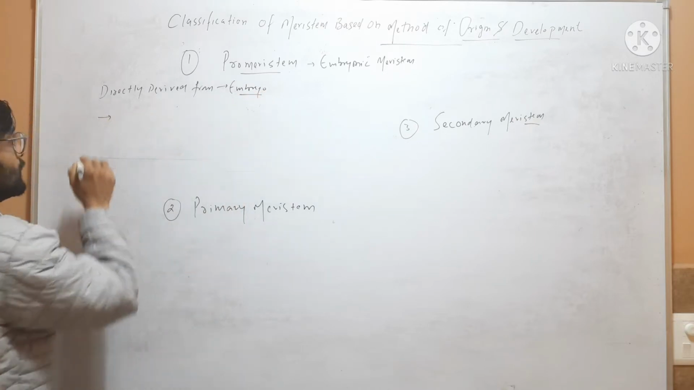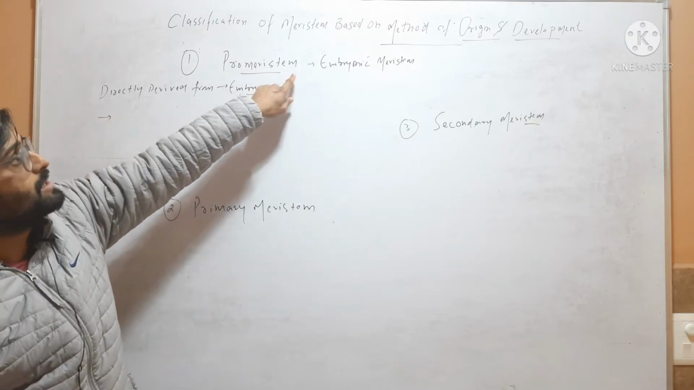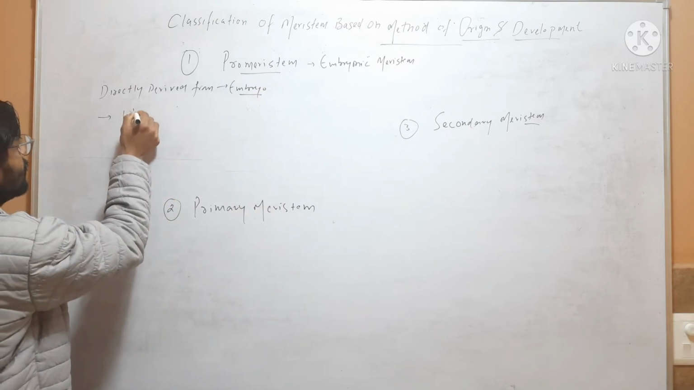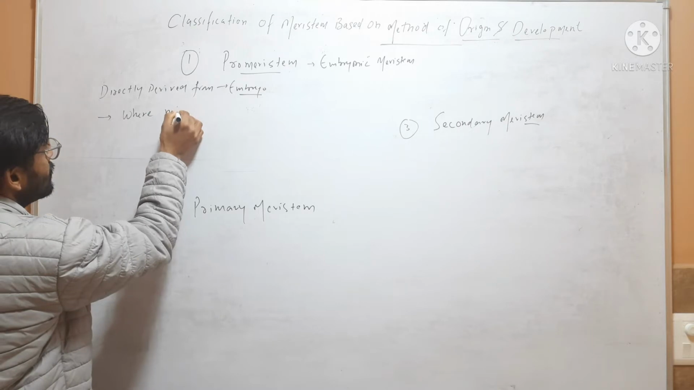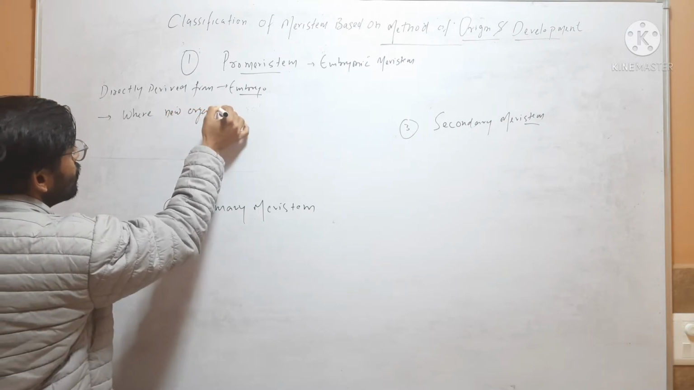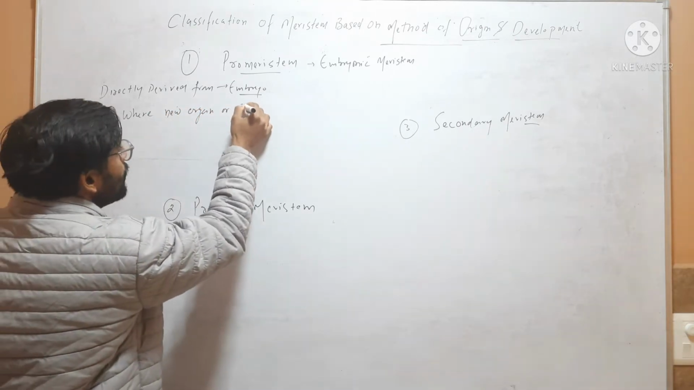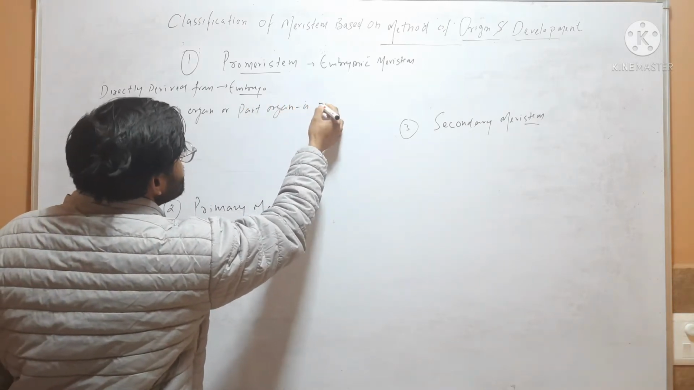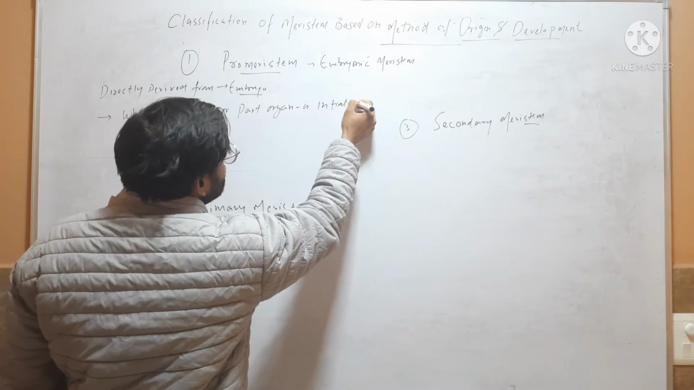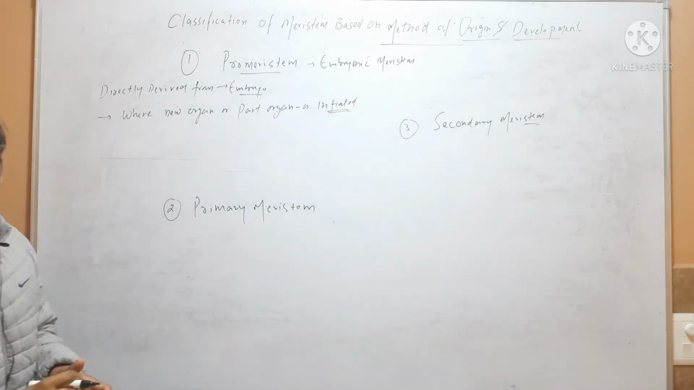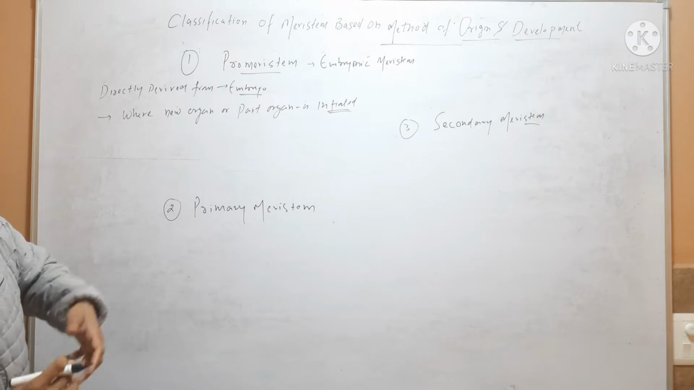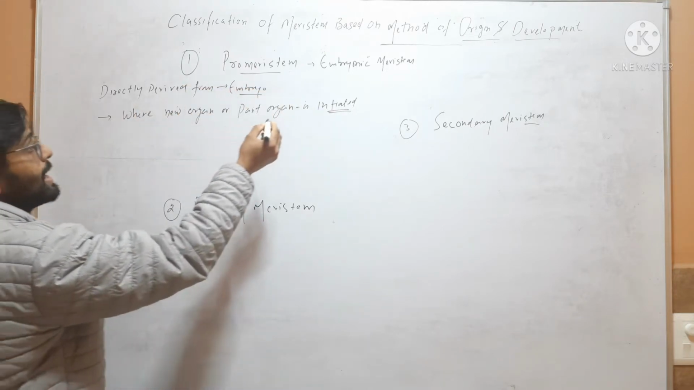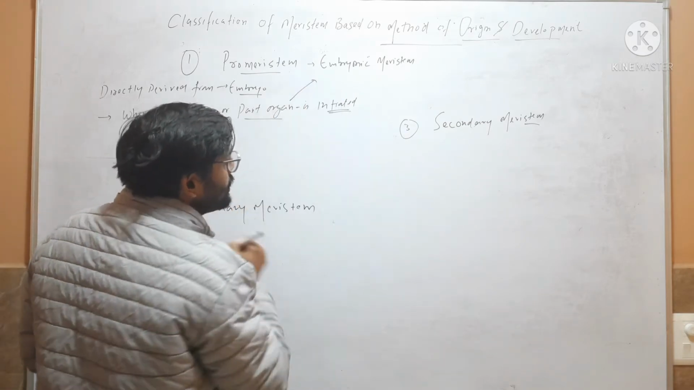So promeristem or embryonic meristem is a group of cells which is present where new organ or part of organ is initiated, where new organ or part of organ is about to form. The meristem that is present at that position is called embryonic meristem.